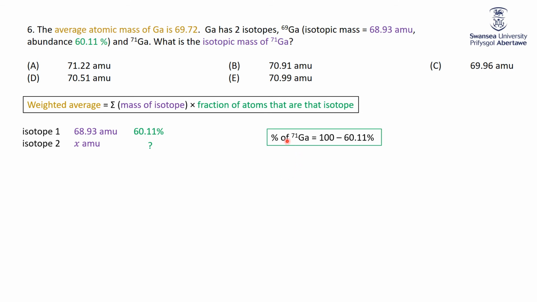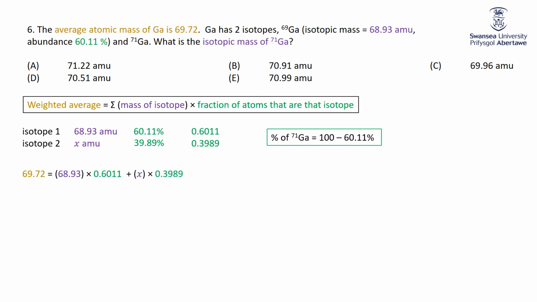So therefore the percentage of gallium-71, this question mark here, is just 100 minus 60.11, 39.89%. Now I could go ahead and do the calculation with percentages and get nasty big numbers that I then have to divide by 100, or I can go straight in and divide by 100 now to get the fractions. So about 0.6 of gallium is gallium-69, which I'm calling isotope 1. About 0.4 is gallium-71, which is the one we're interested in.